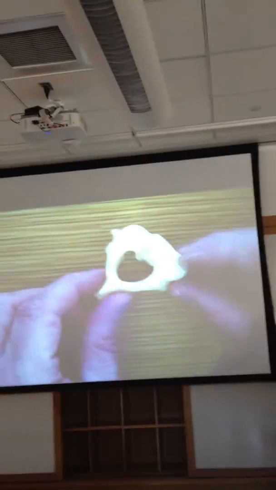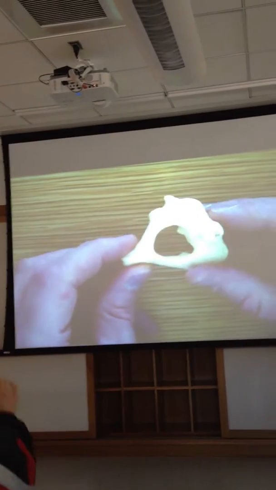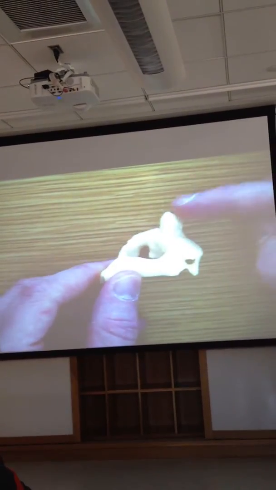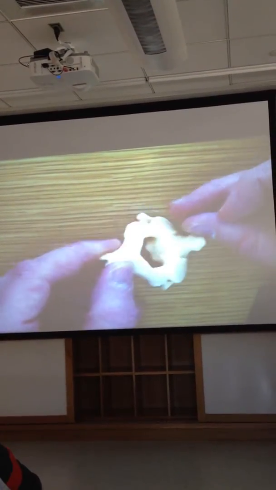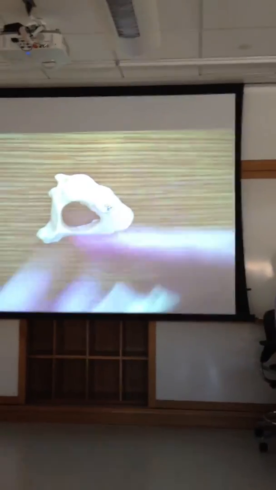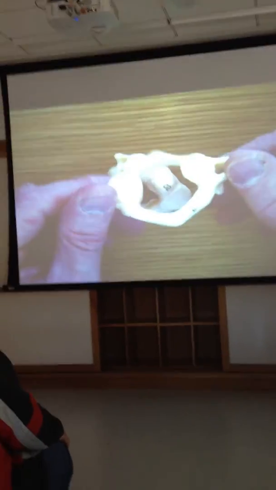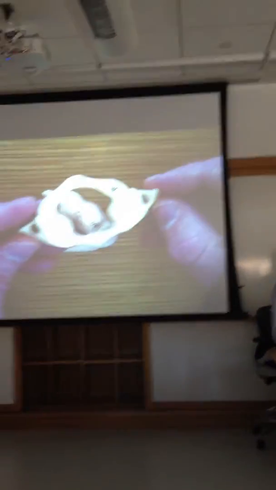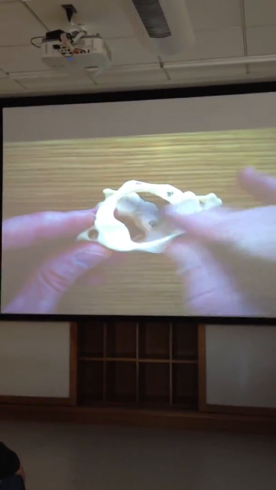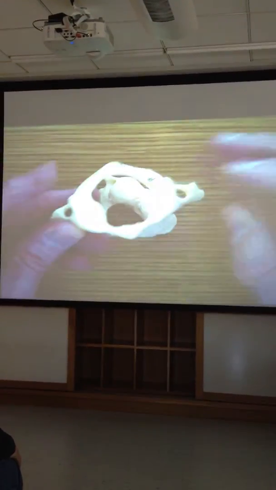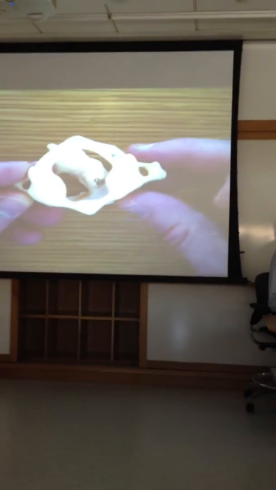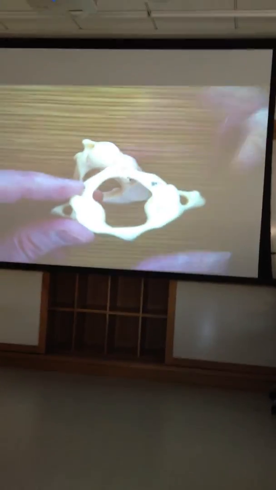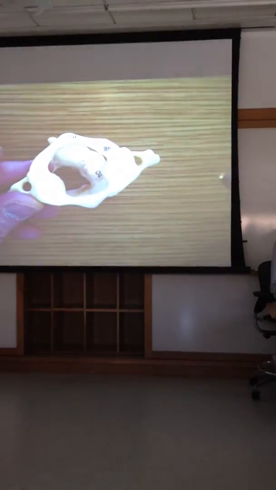Now, which one is this one? Axis. How do you know? The dens. Yeah, that's the dens, also known as the odontoid process. And then, what's this one? Atlas. Yeah, the thing with the atlas is it's basically just a ring. There's no real vertebral body to it. There's no real spinous process. It's just like a ring, right?